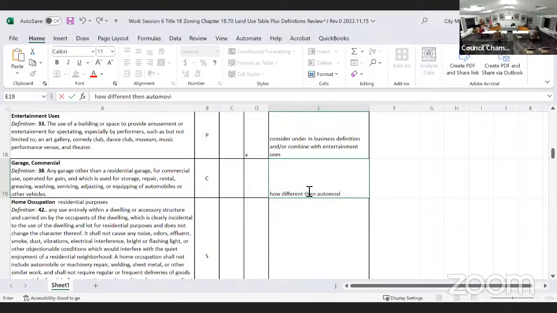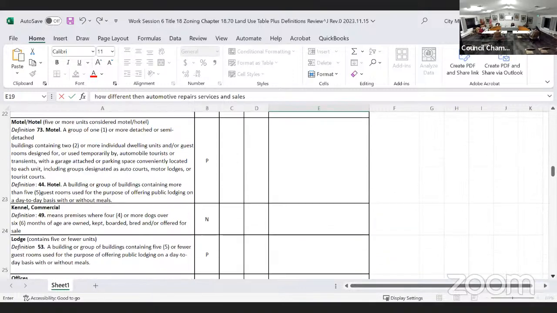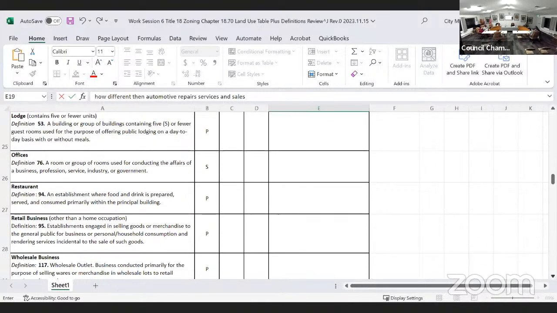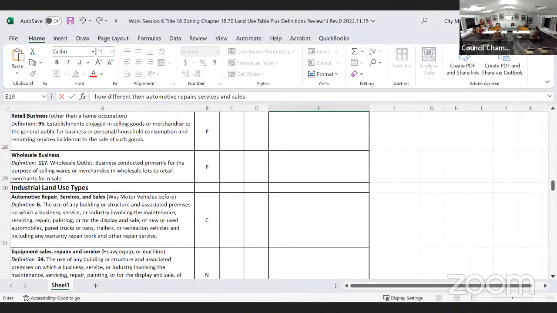Let's look at the definition of garage, commercial: any garage other than a residential garage for commercial use operated for gain, used for storage, repair, rental, greasing, washing, servicing, adjusting or equipment of automobiles or other vehicles. Okay, so those are very similar. I shouldn't have used the boat motor, it wouldn't be a good example.